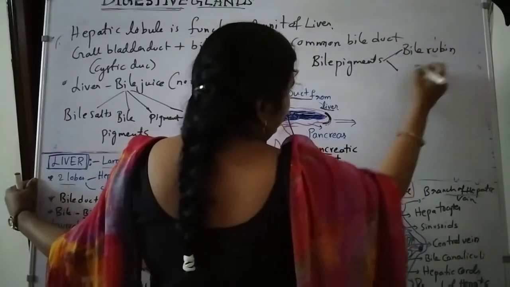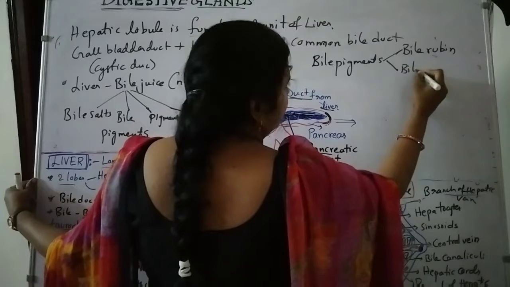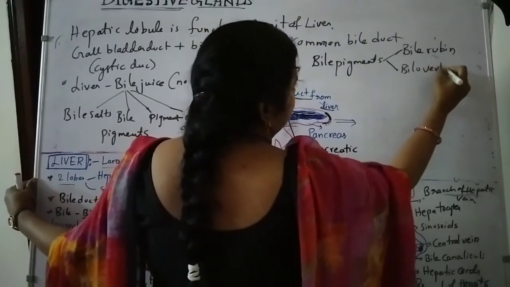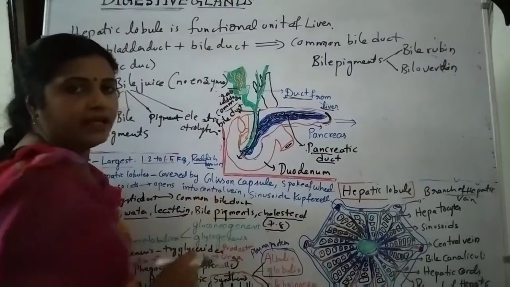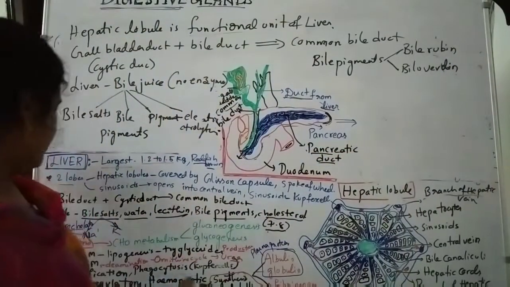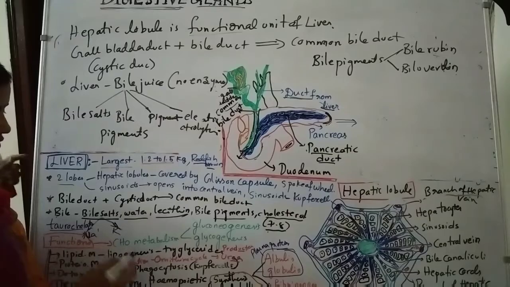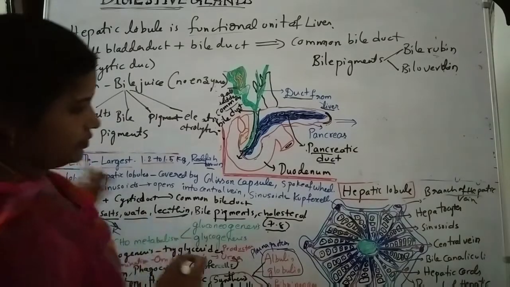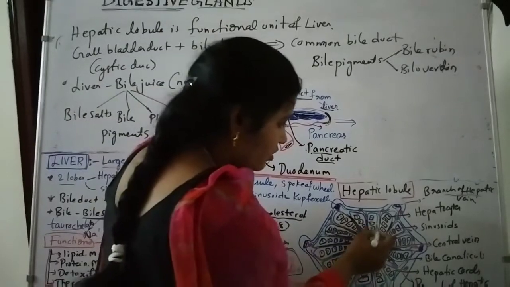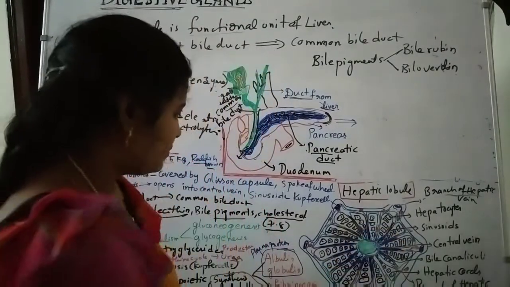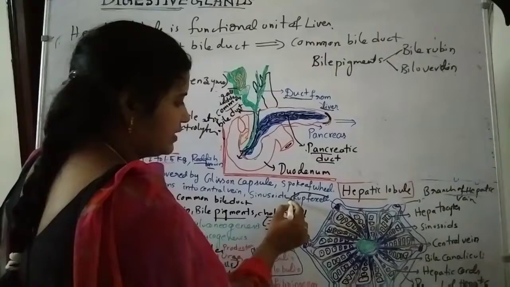Bilirubin and biliverdin. Okay, these are the two bile pigments. So what are the functions of the liver? And one more point here: between the sinusoids there are special cells known as Kupffer cells.